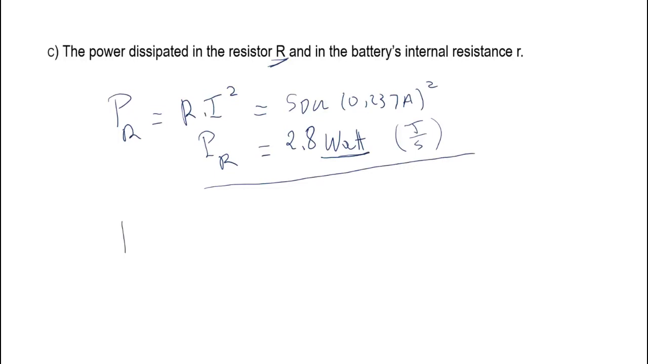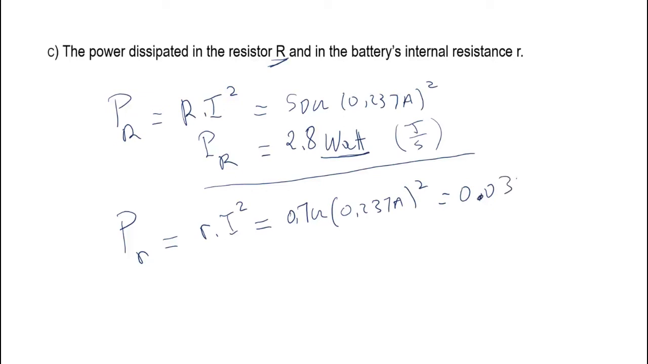For the power dissipated in the internal resistance, we take the internal resistance times the square of the current that passes through it. The internal resistance is 0.7 ohm and the current is 0.237 amp, so it will be 0.039 watt. Thank you.